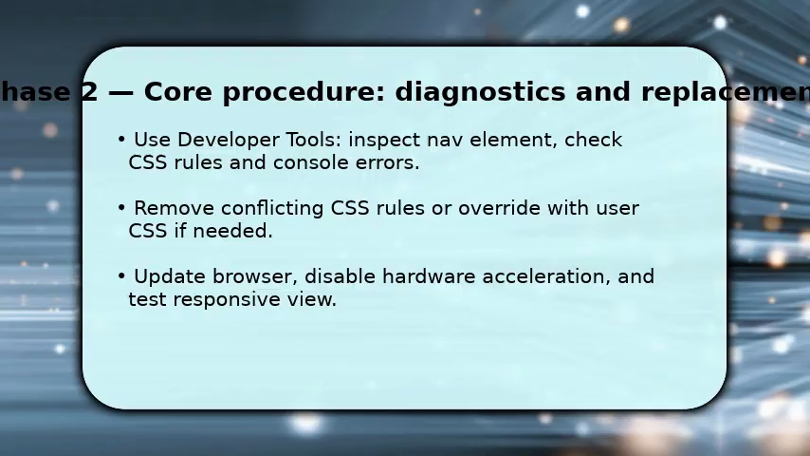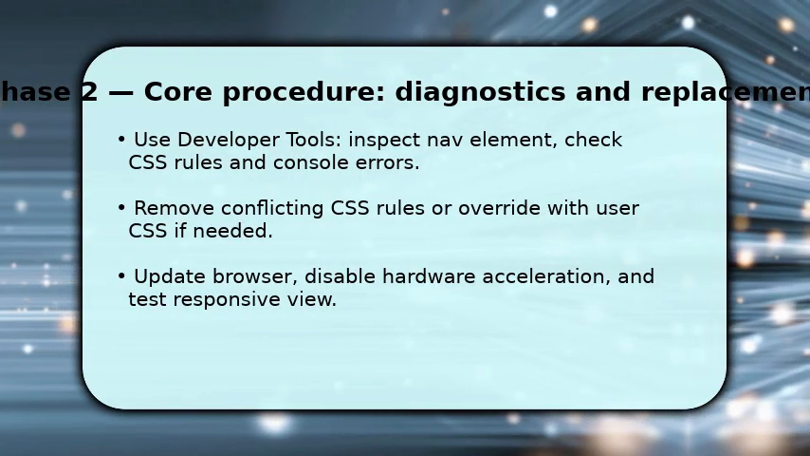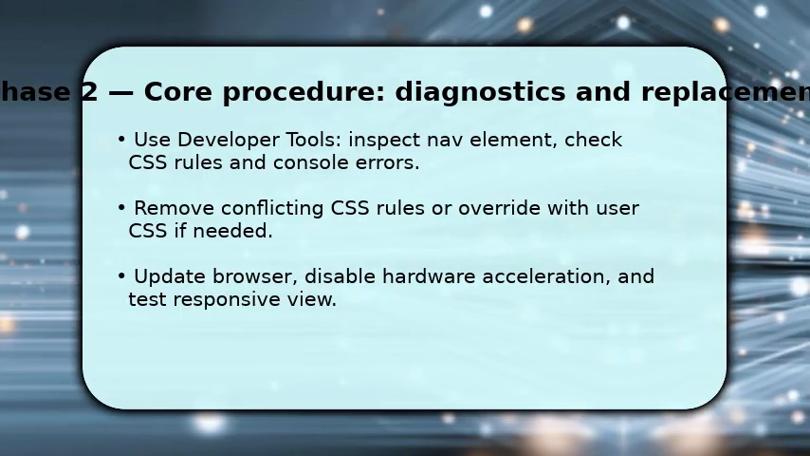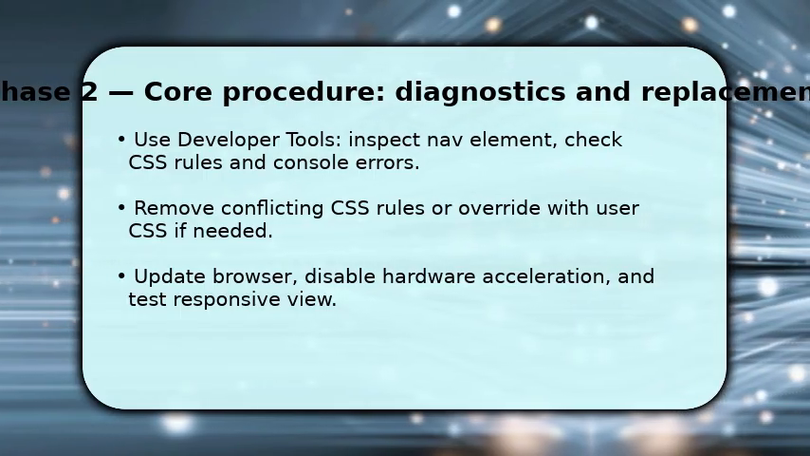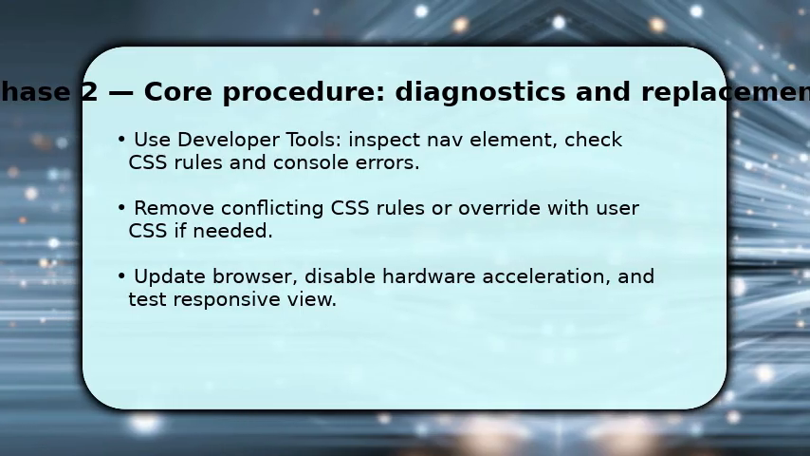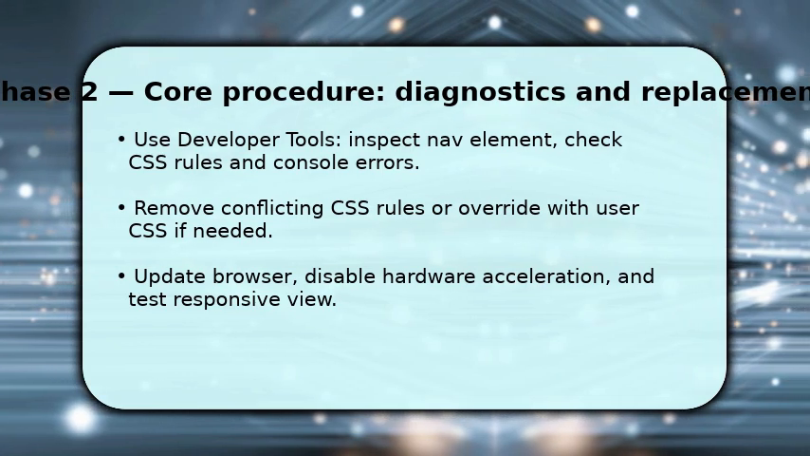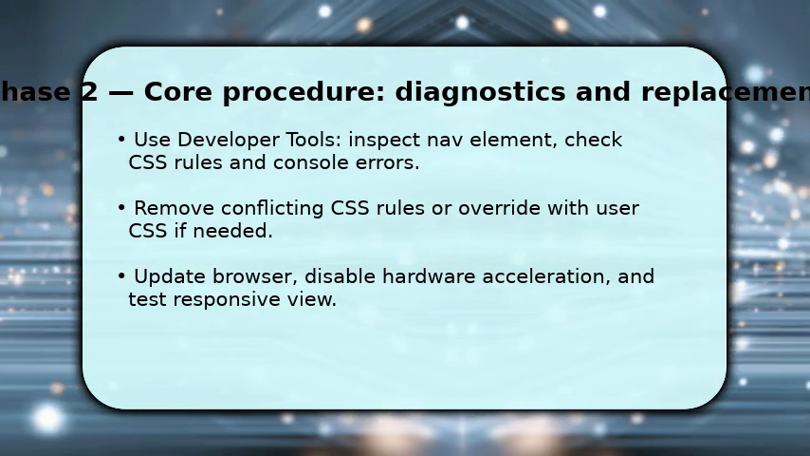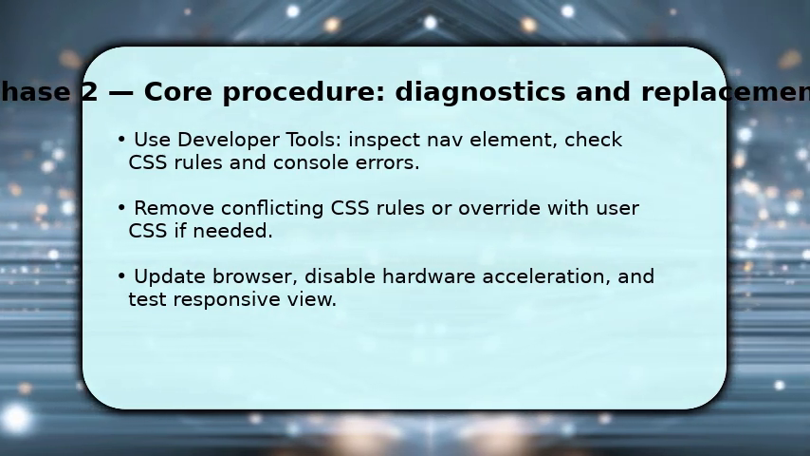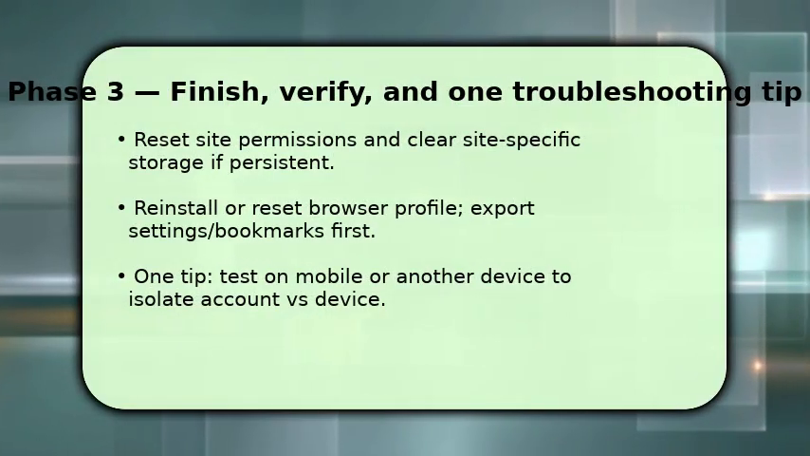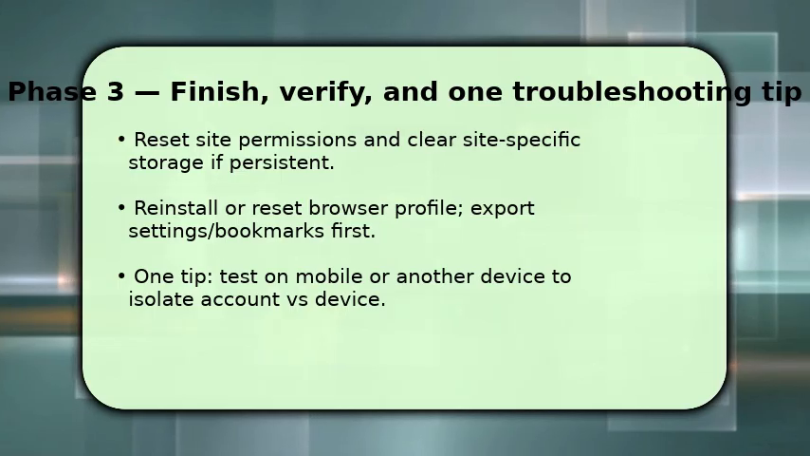If an extension or custom style sheet is injecting conflicting rules, disable or remove them, or add a user CSS override to restore layout. Also update your browser, and if the bar glitches in certain sizes, test responsive view and toggle hardware acceleration. These steps fix rendering anomalies. Finish by clearing site-specific storage and resetting site permissions to eliminate corrupt local data. This often restores the nav bar.